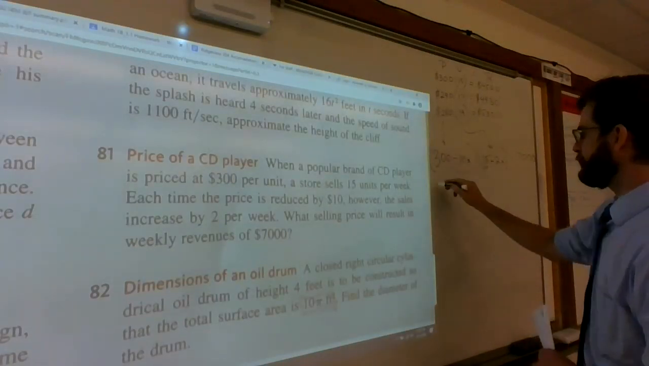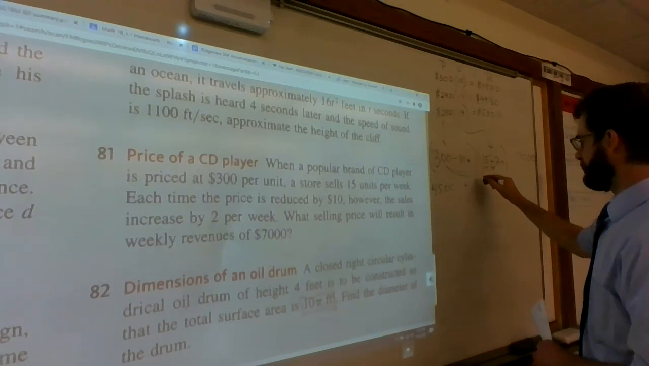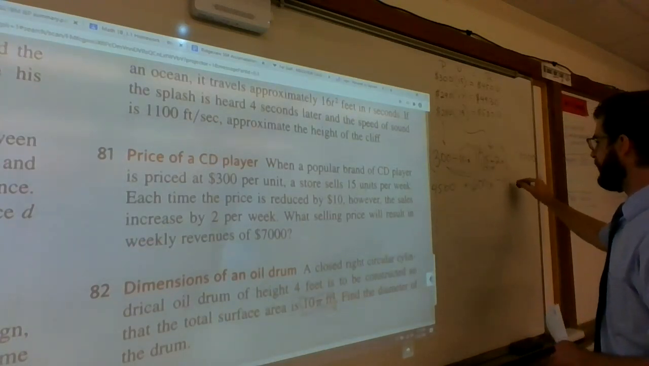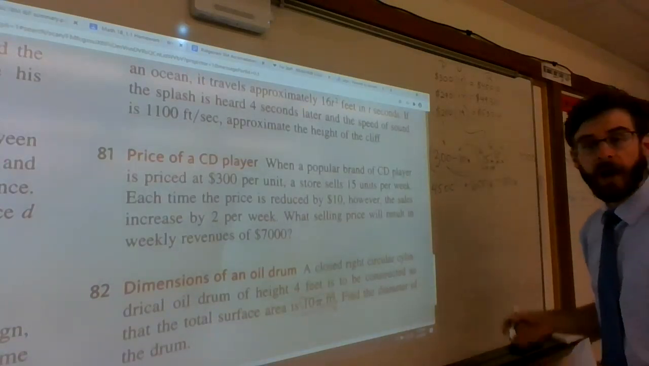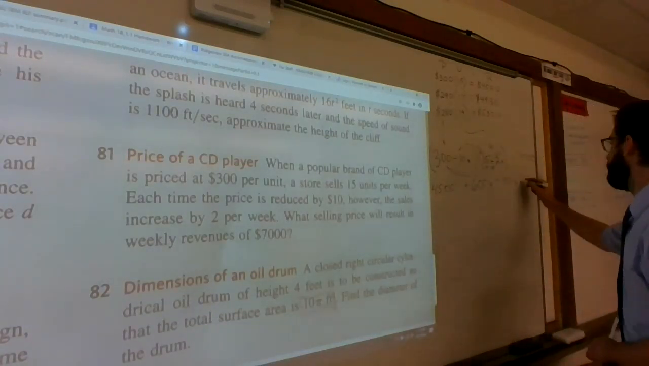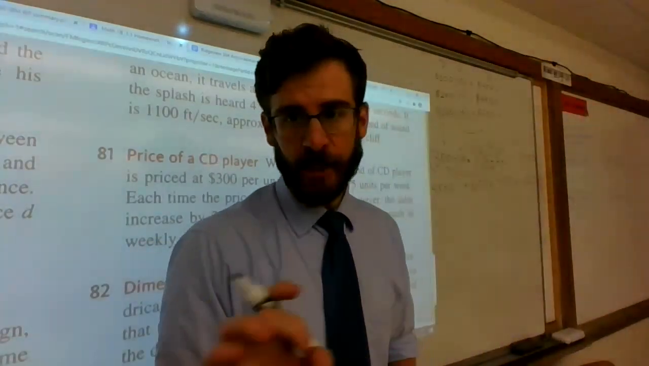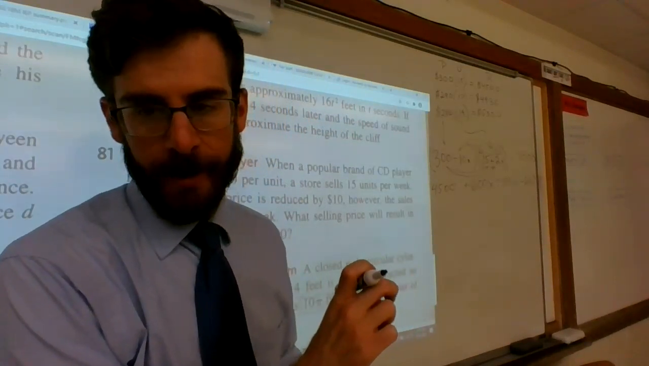You multiply these two, you get 4,500 plus 600x minus 150x minus 20x squared. All right, and I ran out of room, but that would be set equal to 7,000. So if you're taking notes on this, put equals 7,000 on that.